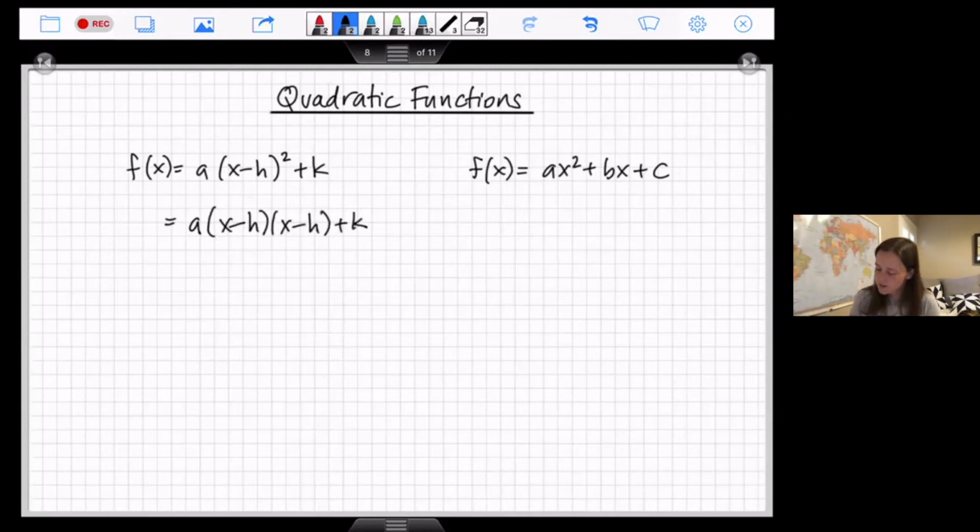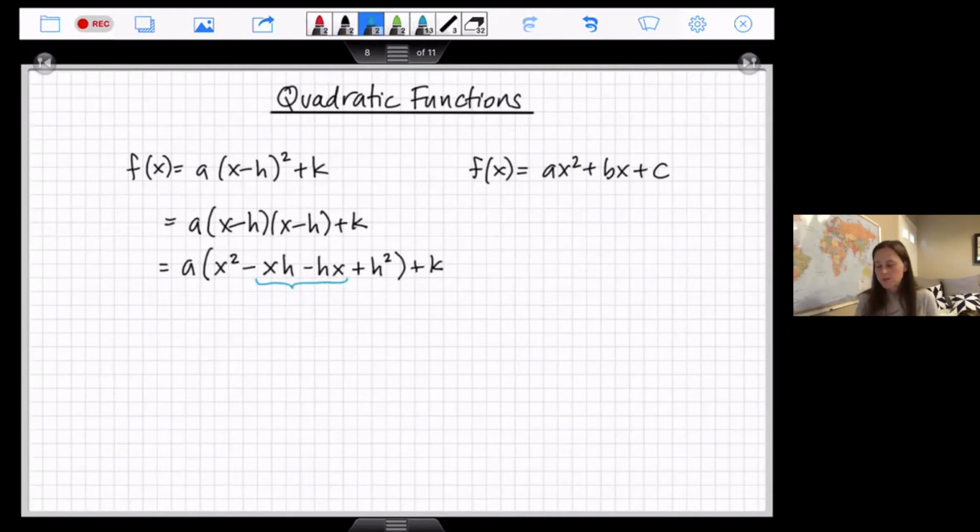All right, so I'm going to leave the a hanging out front. Remember our FOIL, so the first terms give me x squared. The outer terms give me minus xh. The inner terms give me minus hx. And then the last terms are negative h times negative h. That's a plus h squared. And then this plus k is just hanging out at the end. It's actually going to keep hanging out for a few steps. All right, so I'm going to notice that in the middle here, x times h and h times x, those are really the same thing.